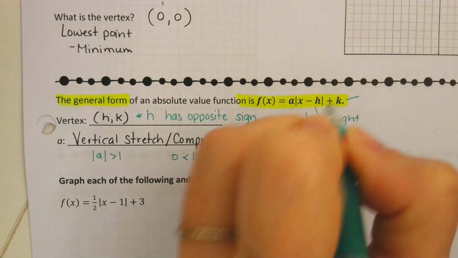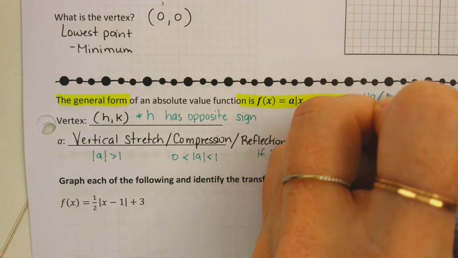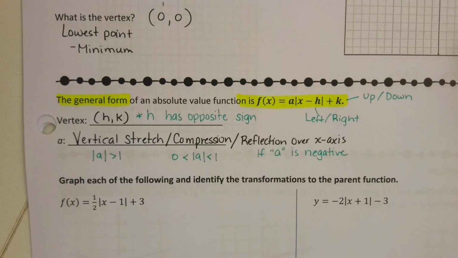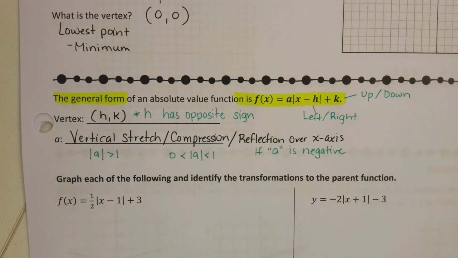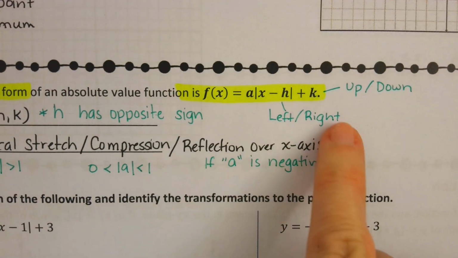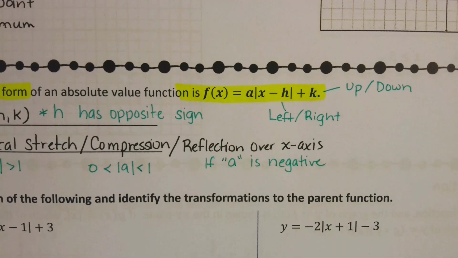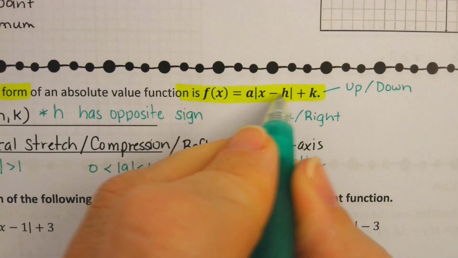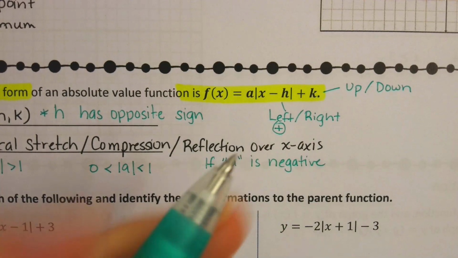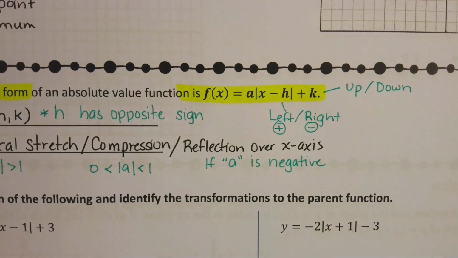And then the K value is what causes it to move up or down. And remember, when we write down the vertex, we write down the H with the opposite sign, so it kind of has an opposite effect on thinking about whether it's left or right as well. If you see a plus, so if this said plus H, that means it actually moves to the left.